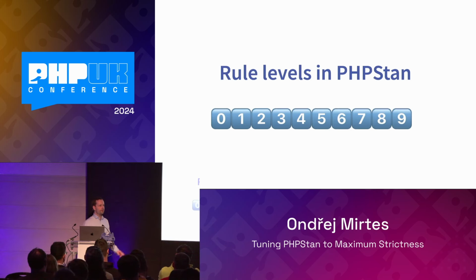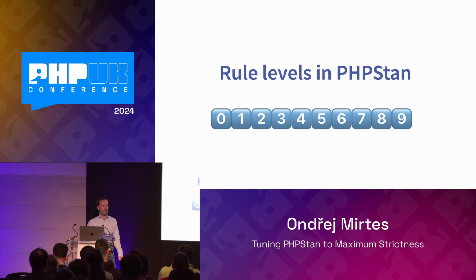So with rule levels, I'm kind of simulating how I first developed PHPStan. So I implemented a new kind of check, a new kind of rule. And with this single new rule, I ran it on a company's code base where I used to work. And I fixed all the errors, and I merged the fixes, and I continued the work on PHPStan.